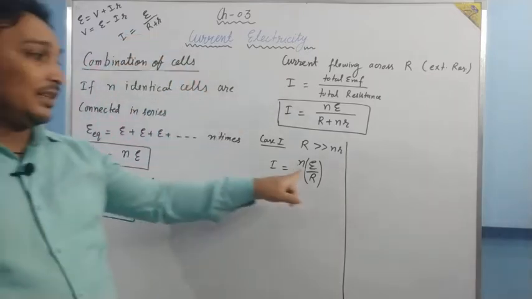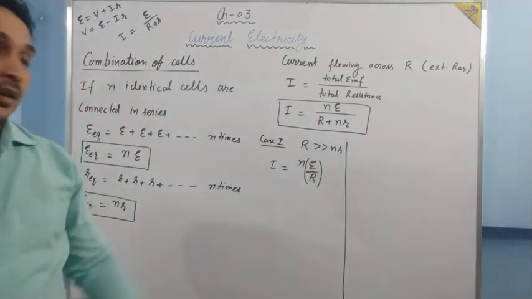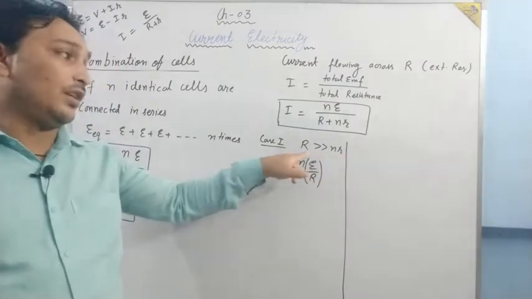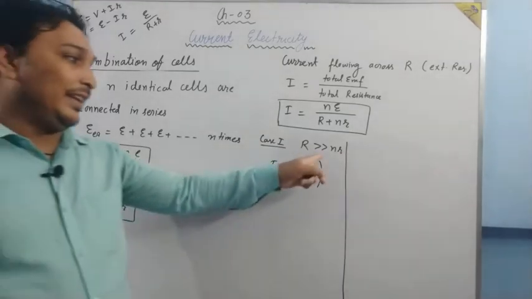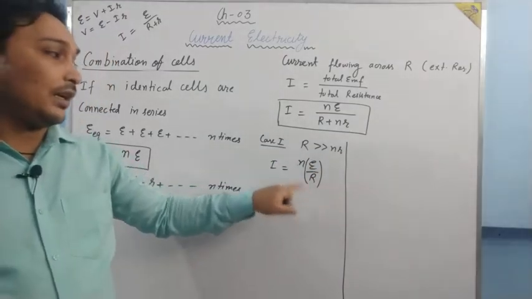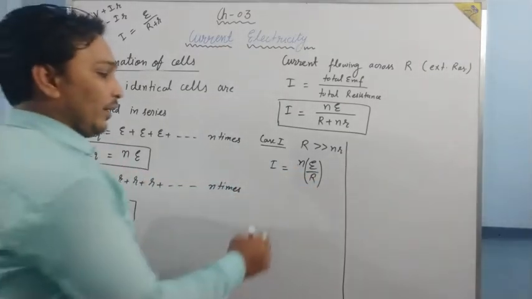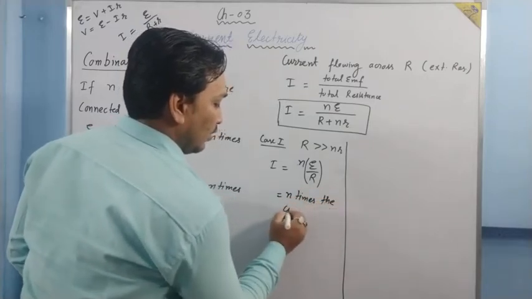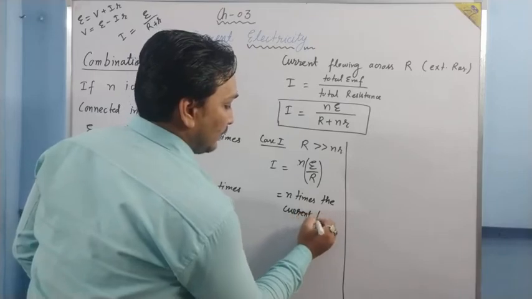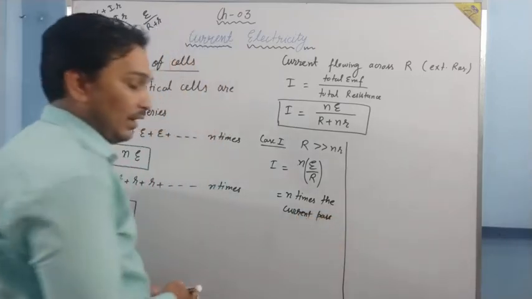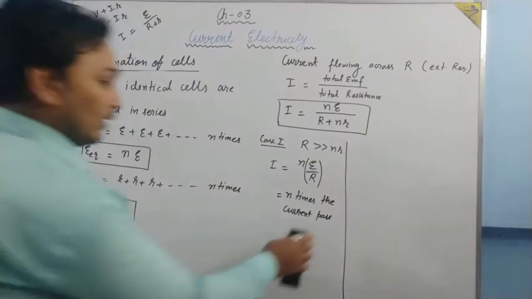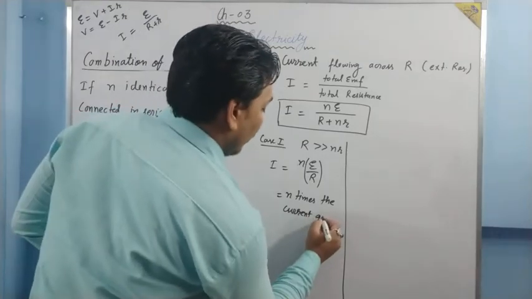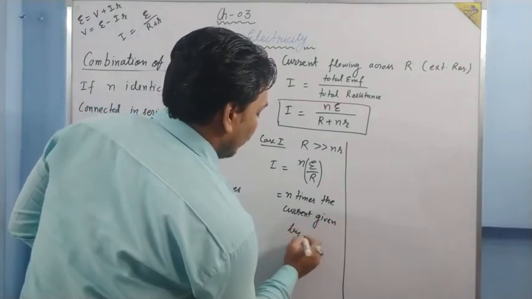So in that case, E upon R is the current given by one cell, since the internal resistance is very much less than capital R. E upon capital R is the current given by one cell, and N is multiplied over here. So what we get is N times the current given by one cell.